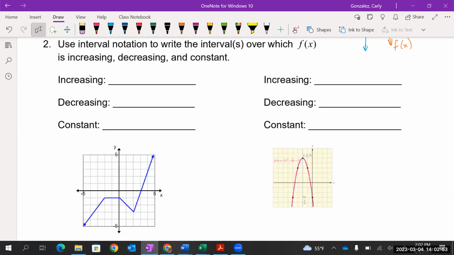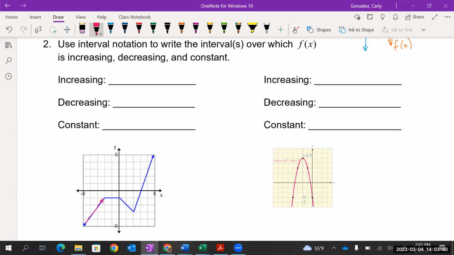Well, basically, when I look at a graph, I want to be careful not to look too much at these arrows. Those arrows are important. It means that the graph continues on in that direction on either side. However, when I'm looking at increasing, decreasing, or constant, I have to make sure that I'm looking from left to right. So as I move left to right on this first section of the graph, I am moving upward. So this section of the graph is increasing.